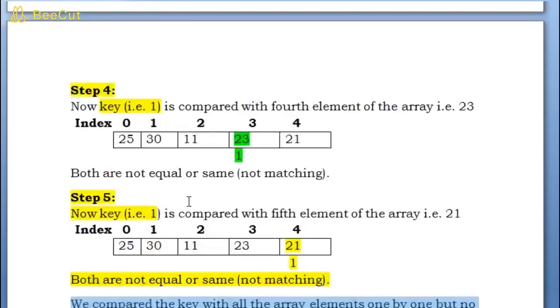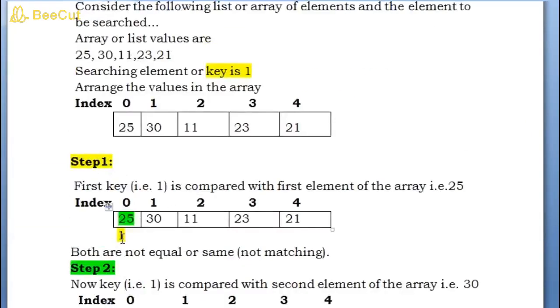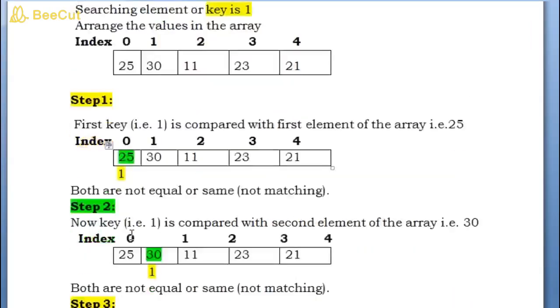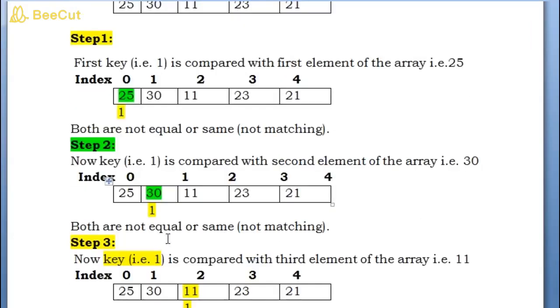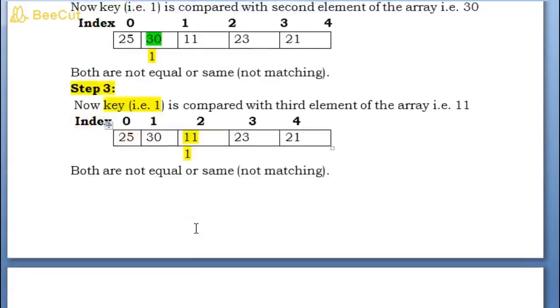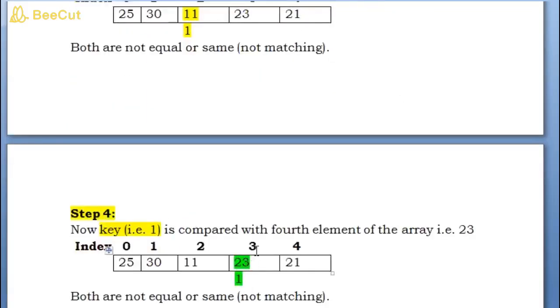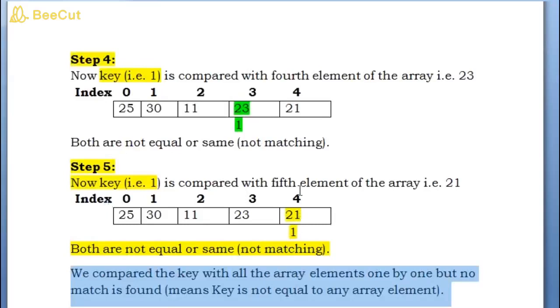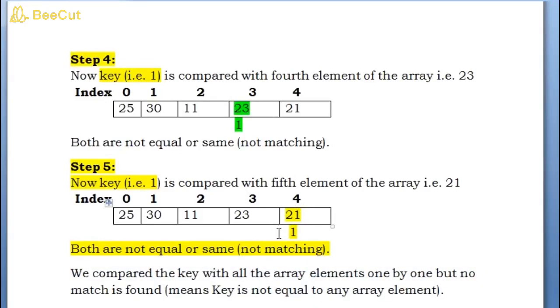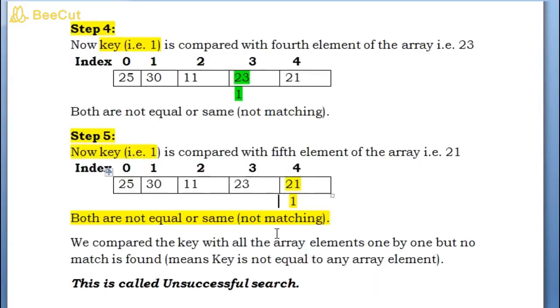So if you look at these 5 steps, first 1 is compared with 25, both are not equal. Then 1 is compared with 30, both are not equal. 1 is compared with 11, both are not equal. 1 is compared with 23, both are not equal. 1 is compared with 21, both are not equal. That means the key is compared with all the array elements one by one, but no match is found. Key is not equal to any one of the array values. So then we conclude that the key is not found in the array.